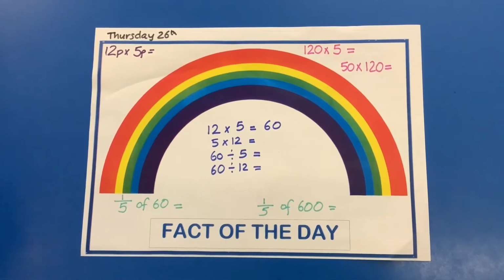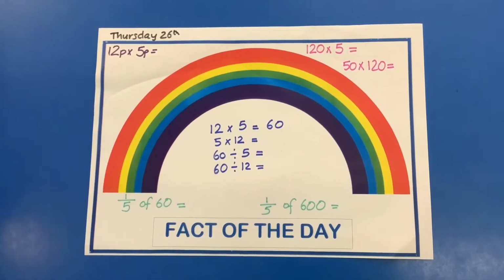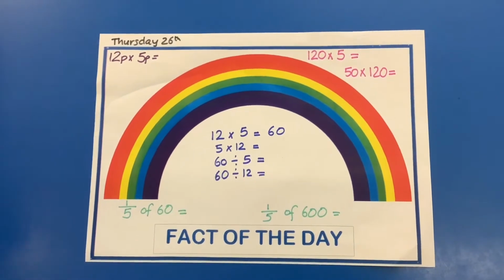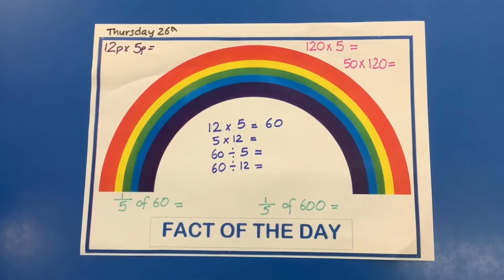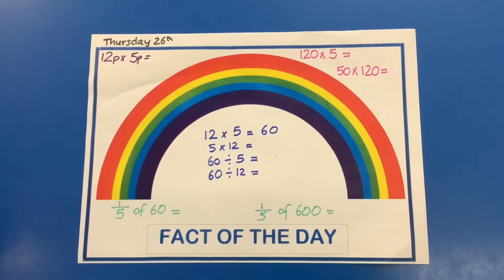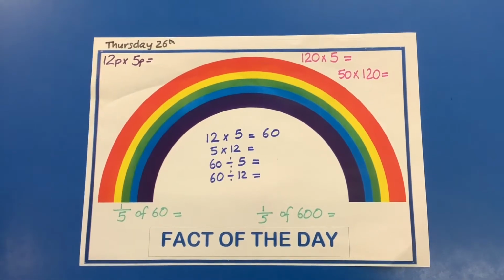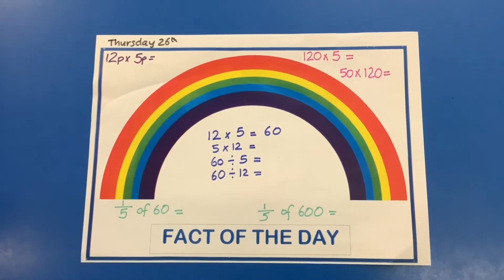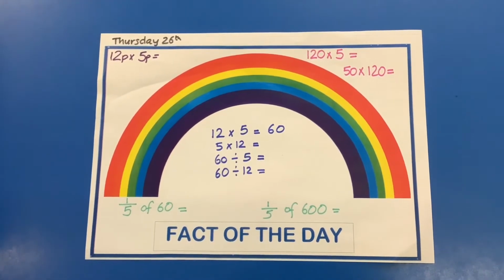Year 5, your fact of the day for today is 12 times 5 equals 60. So what other facts do you know? I've just realised I haven't put any decimals on mine, so perhaps you could put some decimals on yours. I have put some fractions, and maybe you could add some percentages as well.